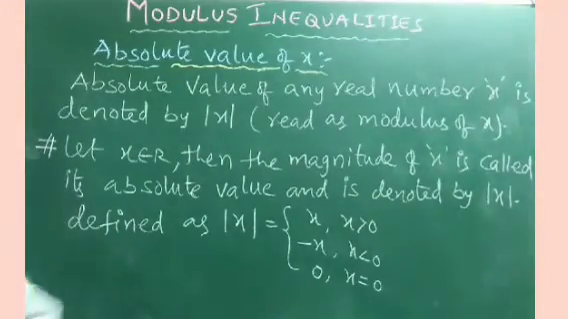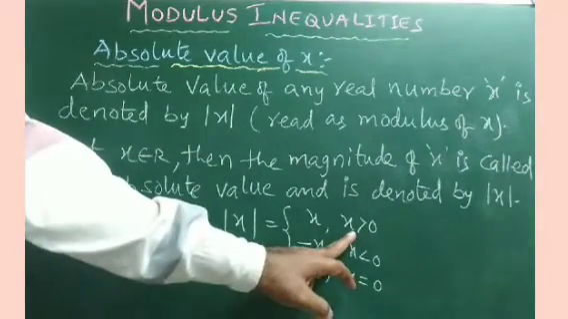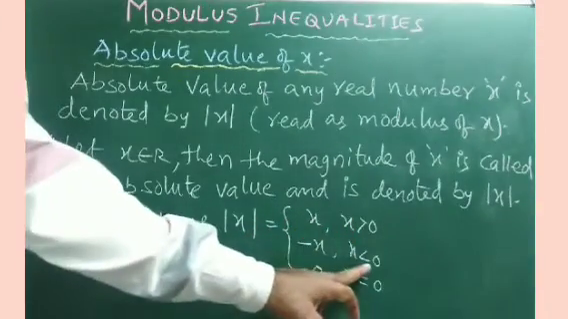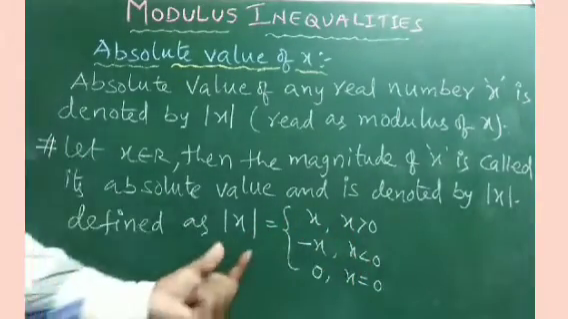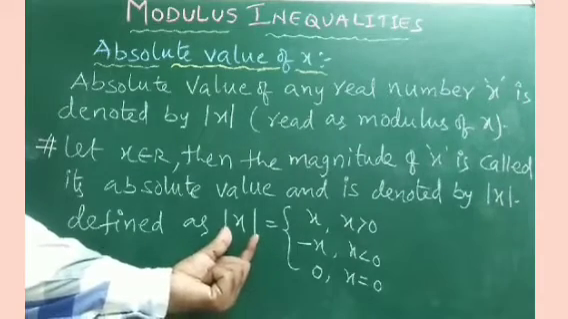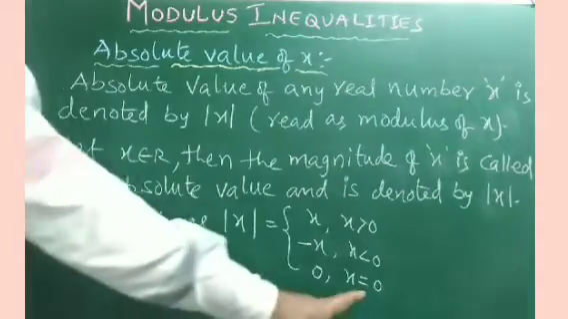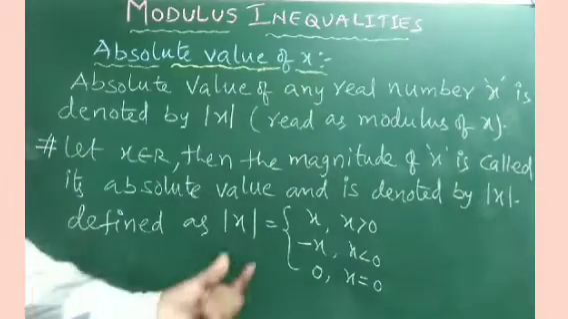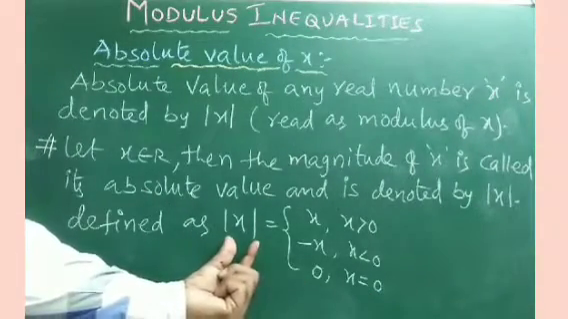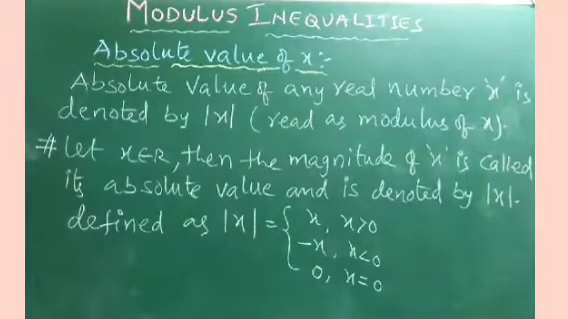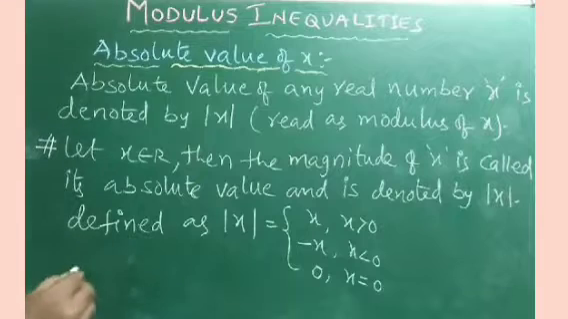That is, if x is greater than 0, then modulus of x is x. If x is less than 0, then modulus of x, that is the absolute value of x, is minus x. And when x is equal to 0, the absolute value of x, denoted by modulus of x, is equal to 0. Look at an example.